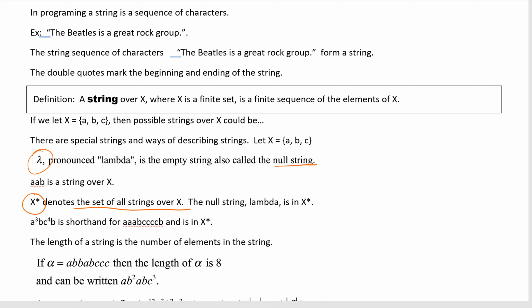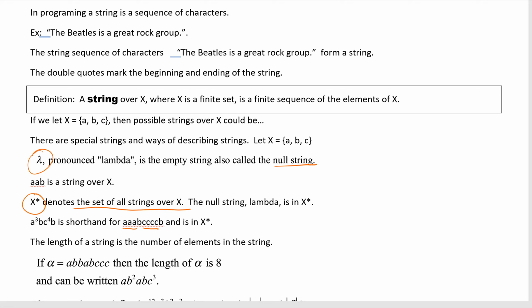A cubed B C to the 4th B is a shorthand for the string AAABCCCCB, because we have 3 A's, so we write A cubed, then we have B, and then we have 4 C's, so we denote C to the 4th, then B. We use this shorthand notation because if we have a string with a lot of repeated letters, you don't want to count each letter and how many times it repeated. That's why we use the shorthand notation with the exponent.